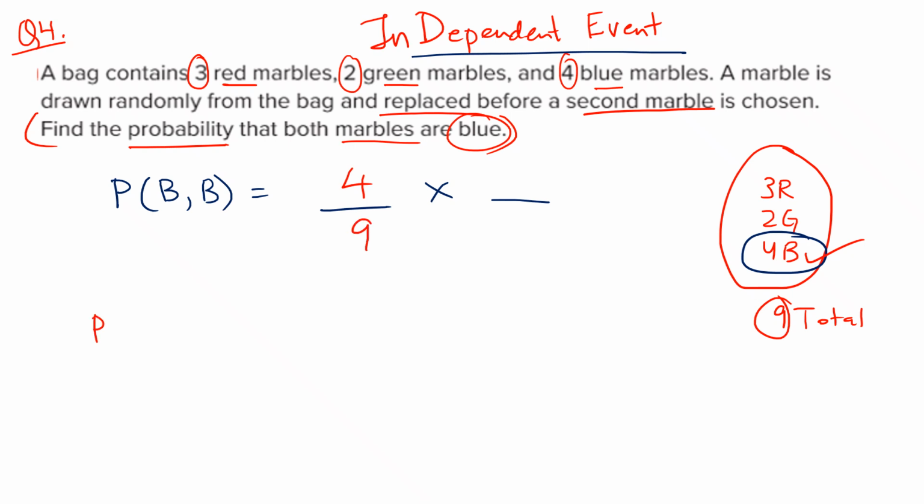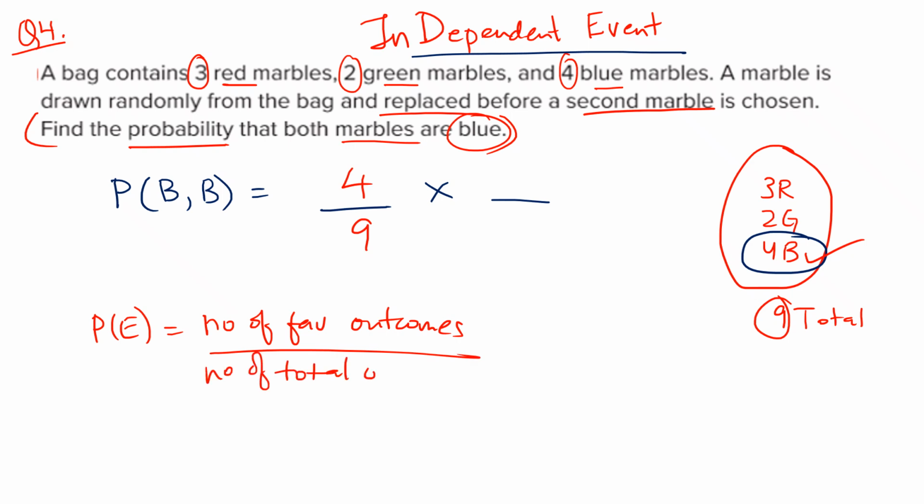Which formula am I using? The basic definition: the number of favorable outcomes divided by the number of total outcomes. This is what I do. So that means my number of favorable outcomes is 4 blue out of a total of 9. Now, once I take that blue marble, I am putting it back before choosing the second marble. So the total number of marbles is still 9, no change.